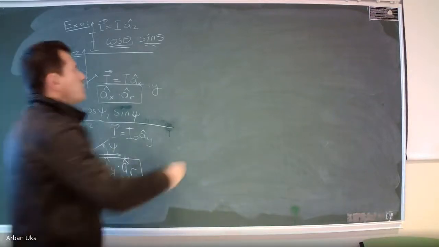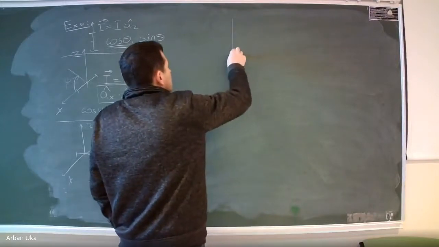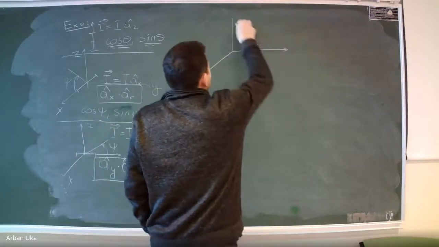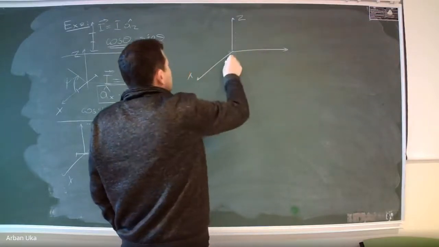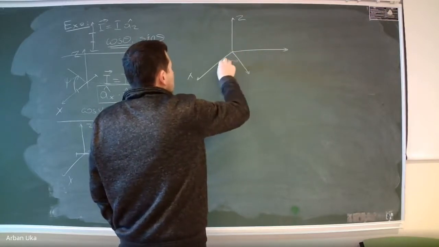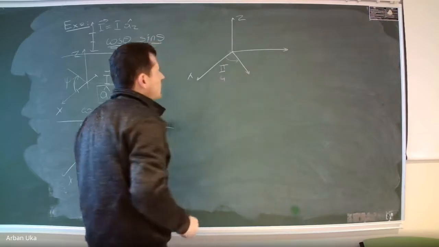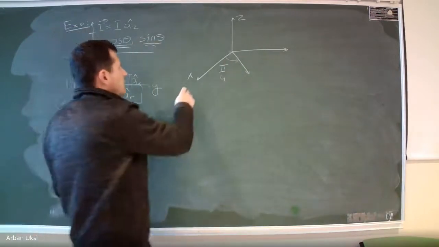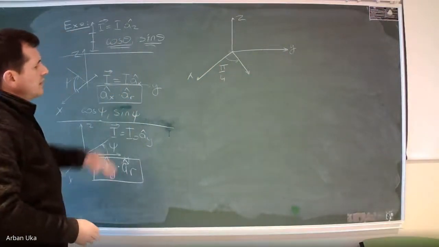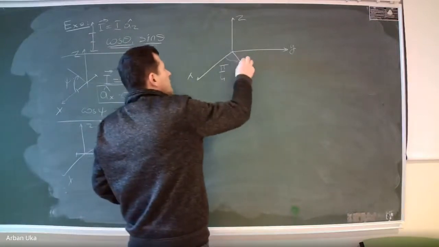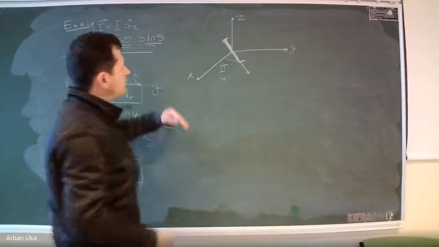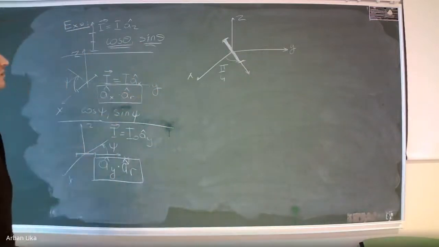Now, we can also assume another case. This is X, and this is Y, and this is Z. So we can have another case where the current is pointing at an angle of pi over 4 with respect to X. It has to be a dipole, and let's denote it like this, okay? It's on the xy plane with an angle of pi over 4.